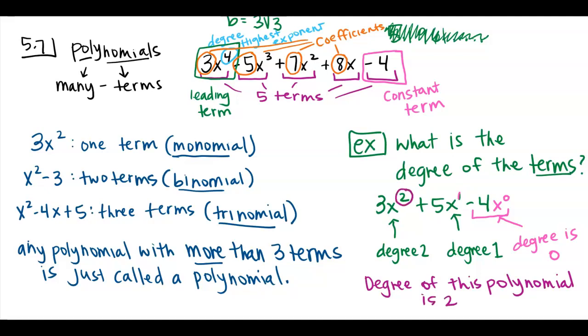So just make sure you notice on the homework, it might say what is the degree of each of the different terms, and then what is the degree of the polynomial, the whole thing, and that's when you're looking for the highest out of all of the terms. Okay. All right, questions on just the different parts of the polynomial? Anything that I can clarify more for you there?